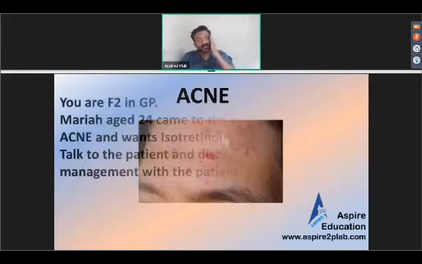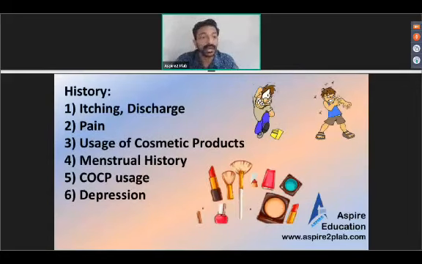In the history, first of all, we have to take a history regarding the acne. What kind of acne is it? Is there any itching, any discharge? What kind of discharge, if it is there? Is it a pussy discharge or is simple serum coming out of the acne? And is it painful? And if the patient is using any cosmetic products, because these can make the acne worse. You need to take a menstrual history, to see if there is any relation with it. Ask if the patient is using oral contraceptive pills, because if the patient is using the combined pill, that's actually good for the acne. So it's better to take this history.